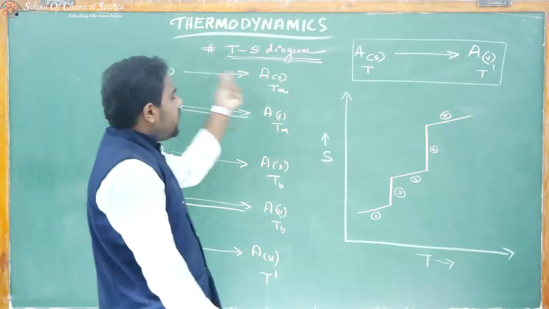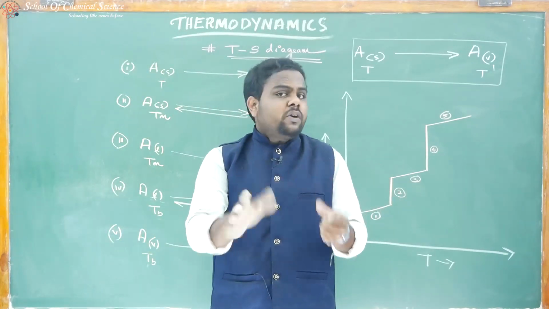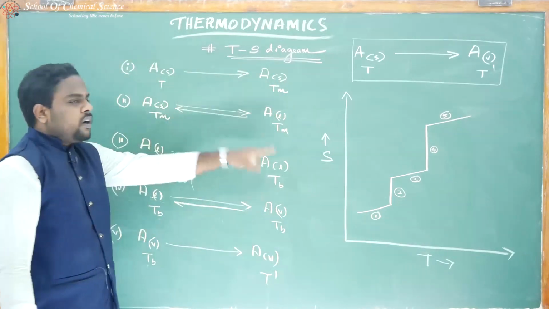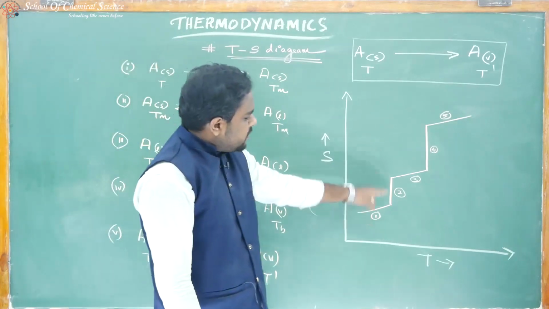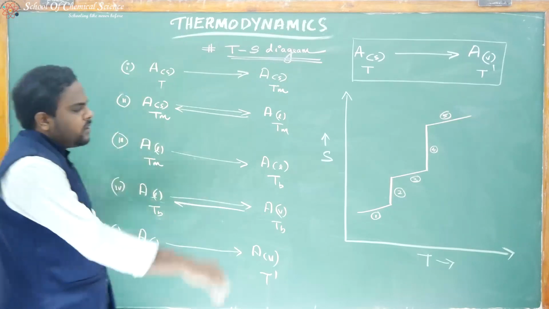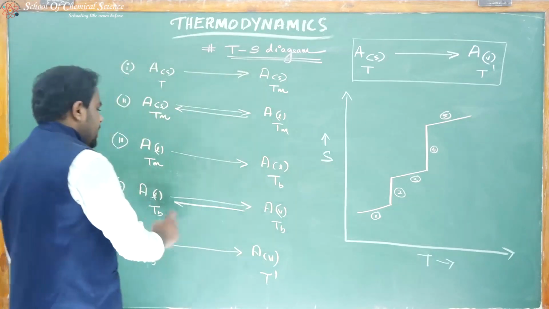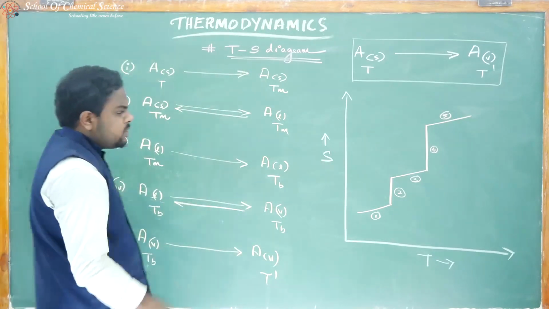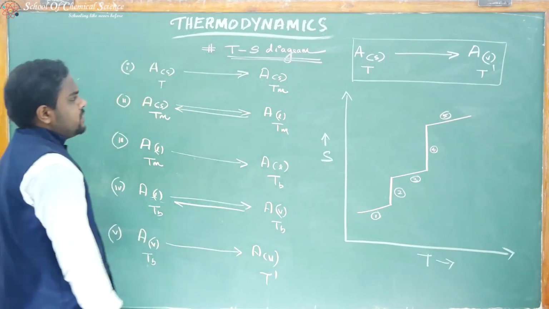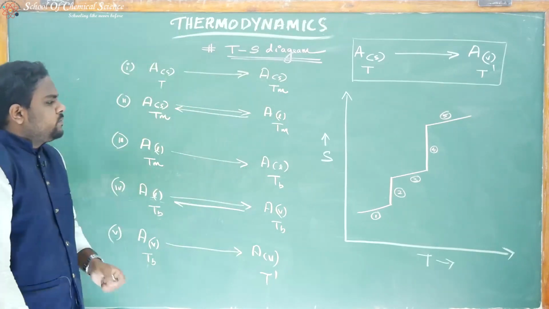In the first step, solid to solid, both are solid, but as temperature increases, disorder slightly increases. So entropy slightly increases. In the second case, solid to liquid, entropy sharply increases. In the next case, liquid to liquid, but as temperature increases, disorder increases, so definitely a slight increase. In the fourth case, liquid to vapor, vapor having very high entropy. So compared to 3, step 4 has a sharp increase, and the last slightly increases. So that's the TS diagram for this whole process.